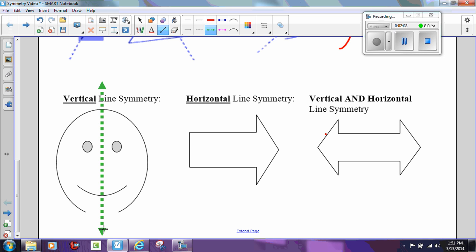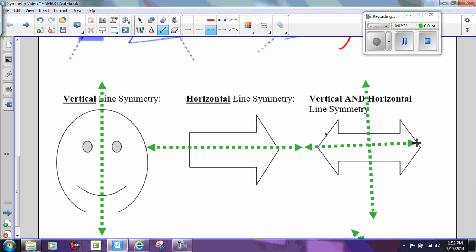Horizontal line symmetry works the same way, except that instead of drawing a vertical line through the image, we're able to draw a horizontal line through the image such that the top and bottom halves are mirror images of each other. We say that a figure has both vertical and horizontal line symmetry when we can draw a vertical line such that the left and right side are mirror images of each other, and at the same time a horizontal line in such a way that the top side and the bottom side are mirror images of each other.